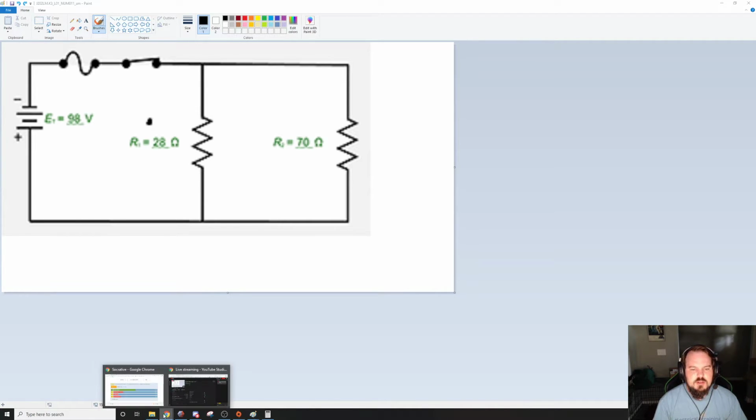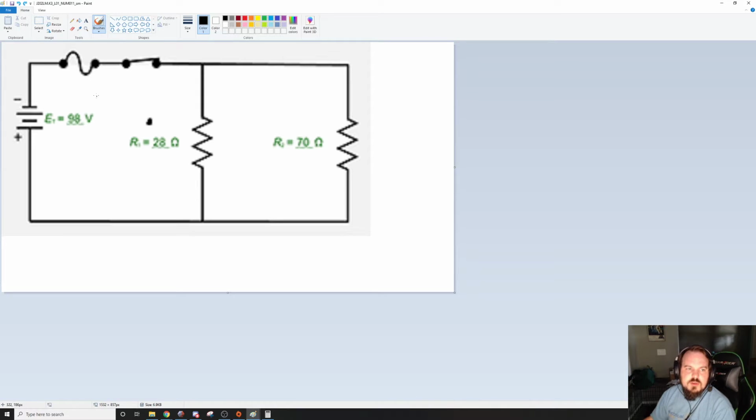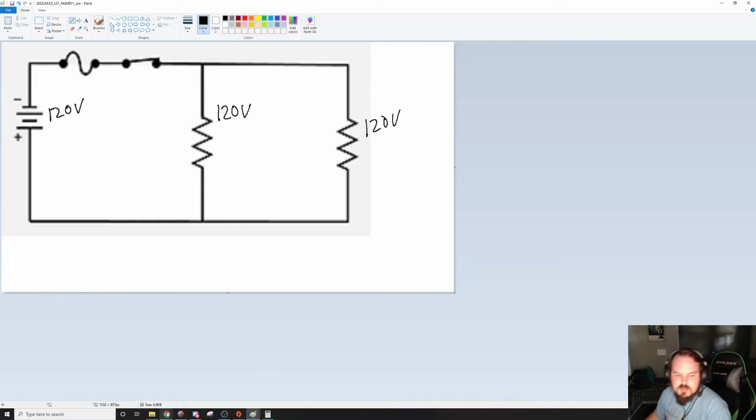Undo. Okay, so what question am I talking about? I will clean this up a little bit. So we have, let's just take the important bits. There. So let's say we had 120 volts. The 120 volts will be applied here and here. The full 120 volts will be applied in both places.